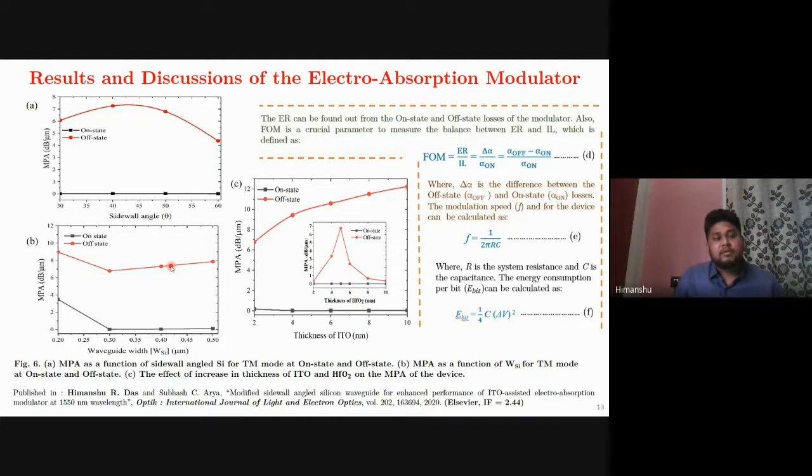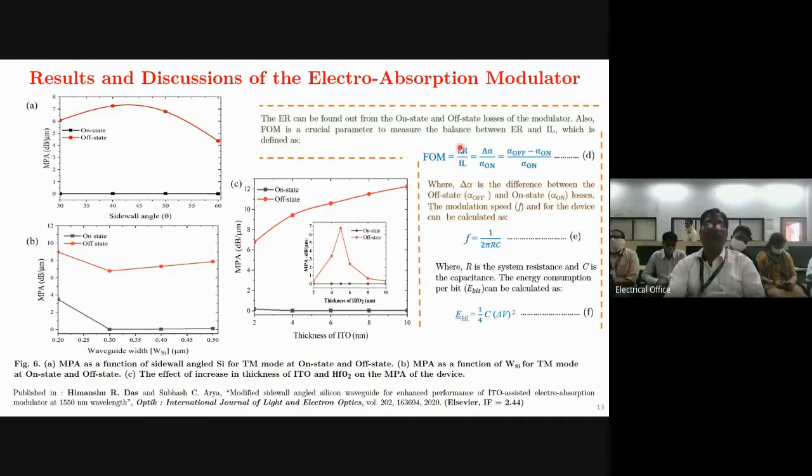So a minimum amount of light should be allowed to pass through the waveguide, and a maximum amount of light is allowed to be absorbed. Whereas in the on state, we are applying no potential, so in that situation we want our waveguide to absorb no amount of light. However, in the waveguide there are some absorptions, and this ER shows the difference between the off-state and on-state losses. So the higher the value of ER, the better the performance of our device.